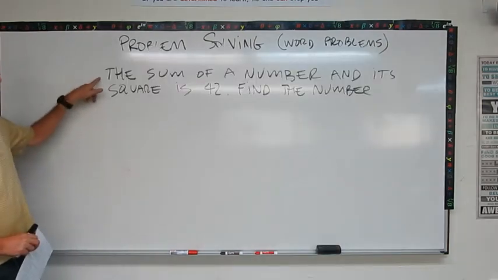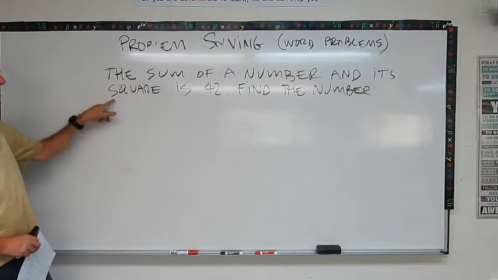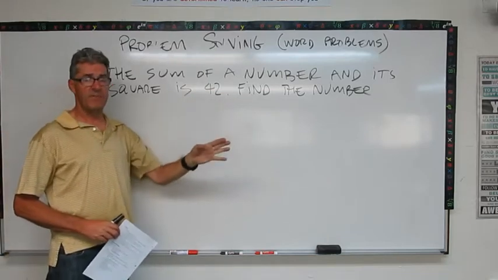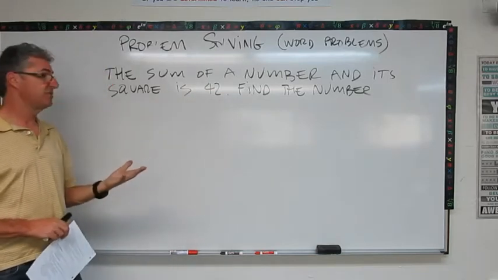Let's read it. The sum of a number and its square is 42. Find the number. Now let's make sure I understand what's being asked for.